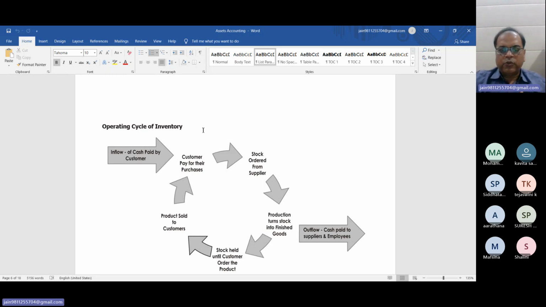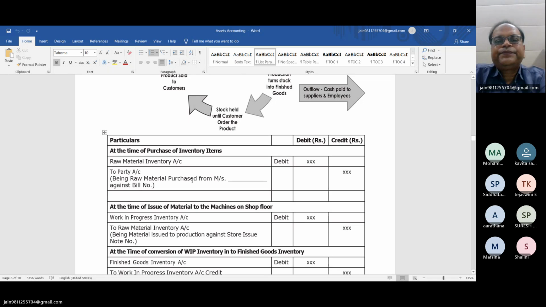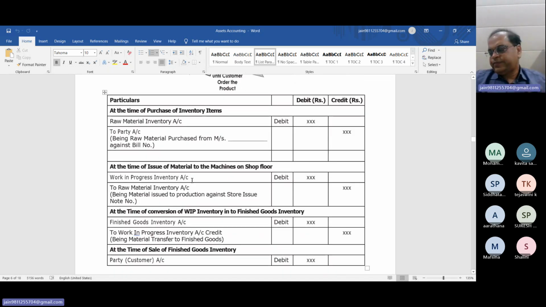Okay, purchase of raw material converted into WIP, WIP converted into finished goods, converted into sale. Now whenever you sell, a debtor is generated, and once you receive the amount from the debtor, then you make the payment to the creditor. So this is called the operating cycle of inventory. But the type of accounting entry, we will pass.